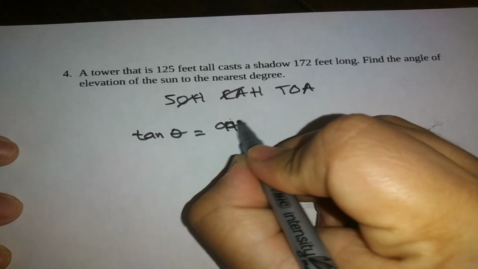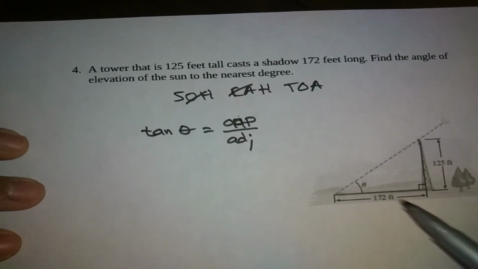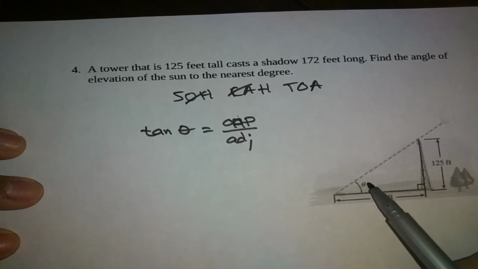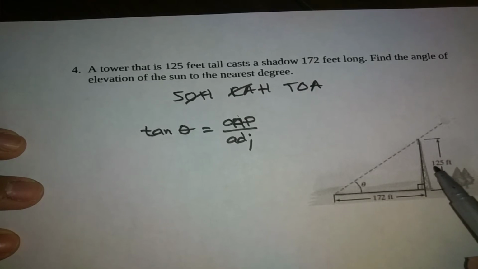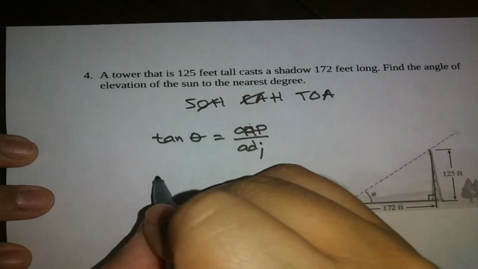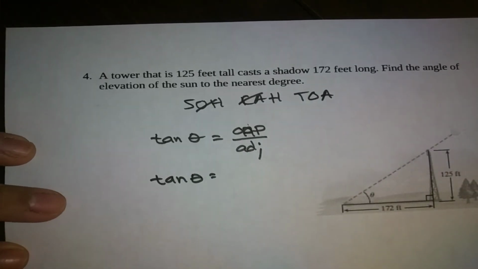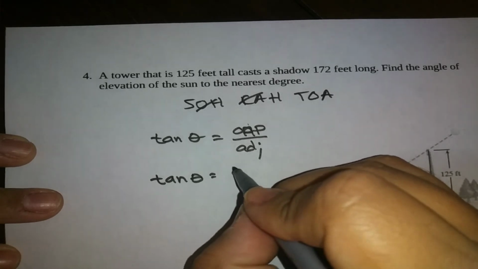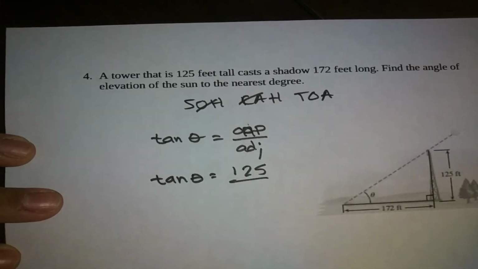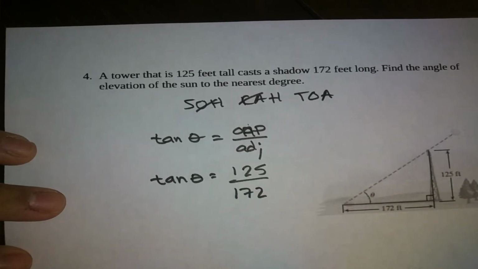I forgot how to write opposite. Okay, so we don't have theta. We know our opposite will be 125, so this side is 125, and our adjacent will be the shadow, which is 172. So let's go ahead and fill in those values into our ratio. We have tangent of theta because that's what we want to figure out. 125 is the length of our tower and 172 is the shadow.